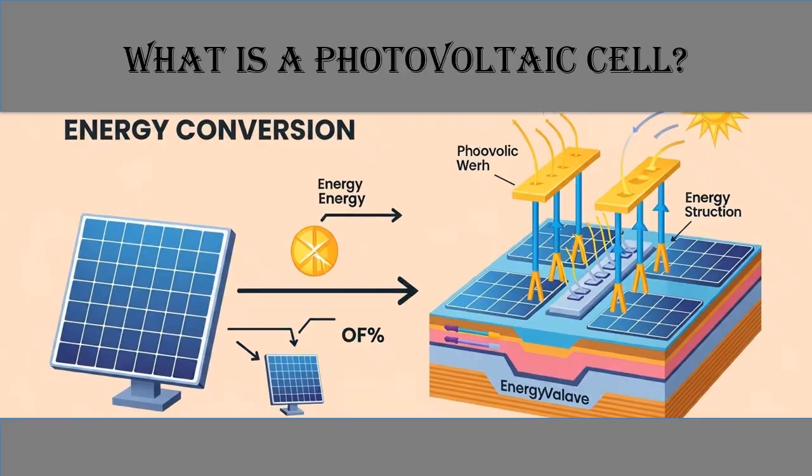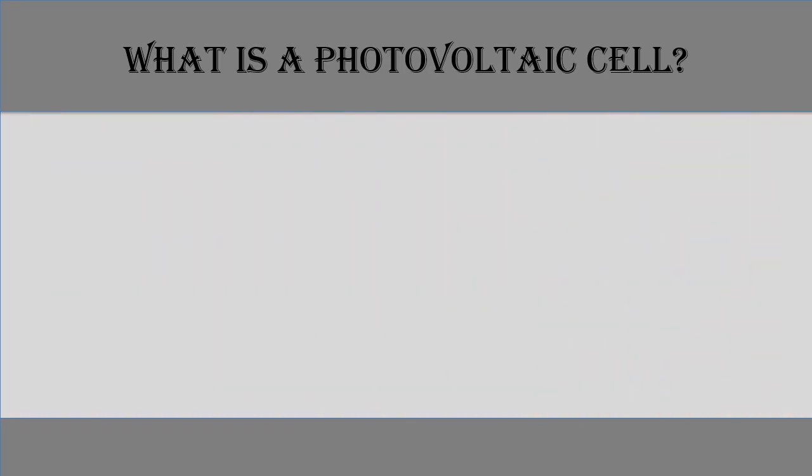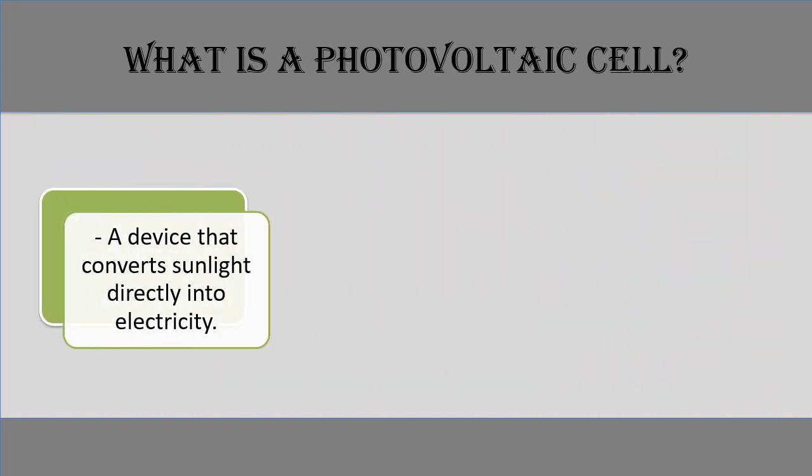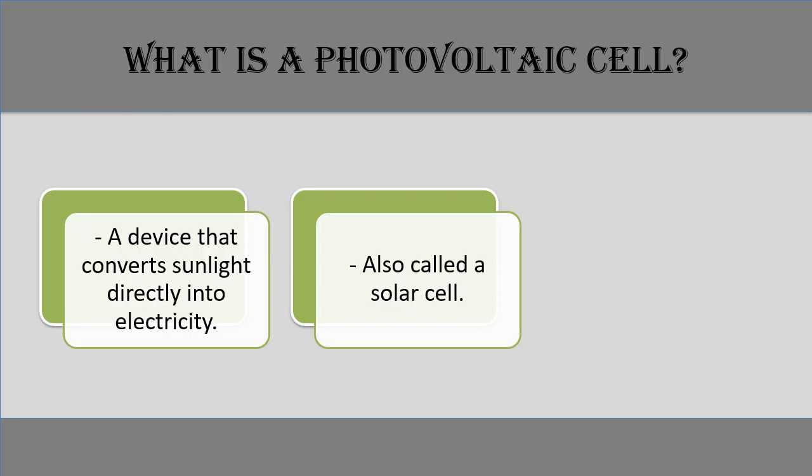What is a photovoltaic cell? A photovoltaic cell, commonly known as a solar cell, is a device that converts sunlight directly into electricity. These cells are the essential building blocks of solar panels.